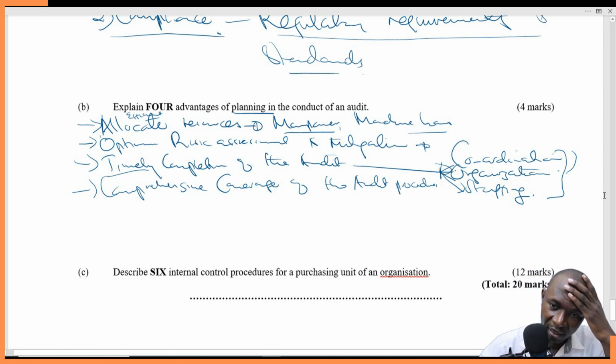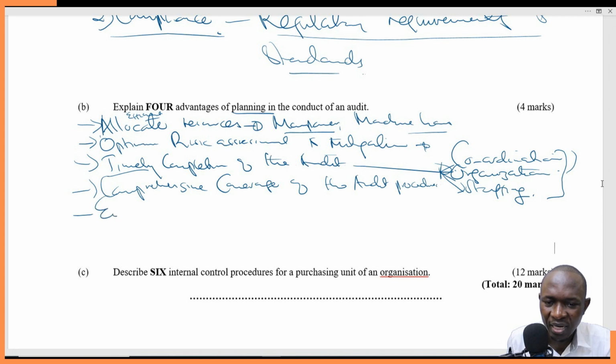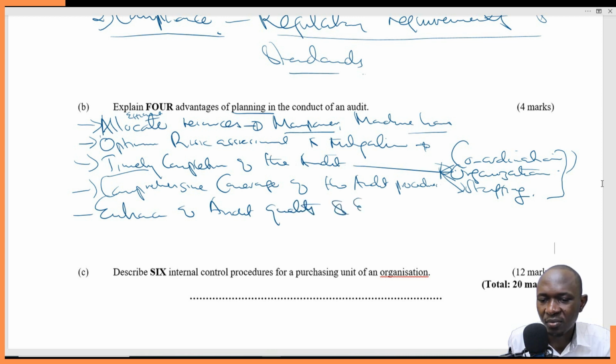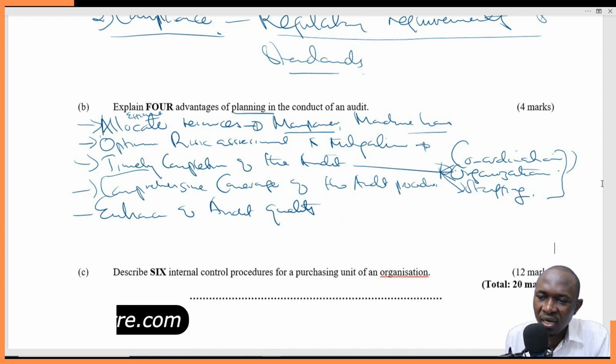So let me see if we can have another one. Quality of the audit. It improves or enhances audit quality and effectiveness. Let's just talk of audit quality. I think that's enough. So explain 4 advantages of planning in the conduct of an audit.